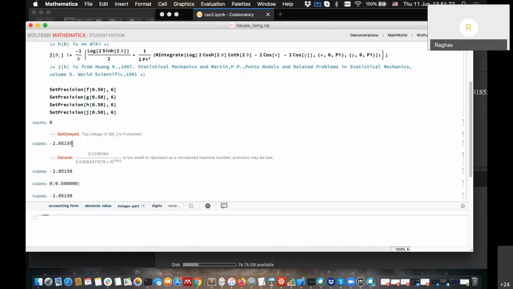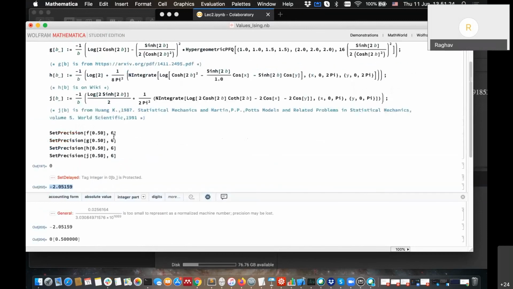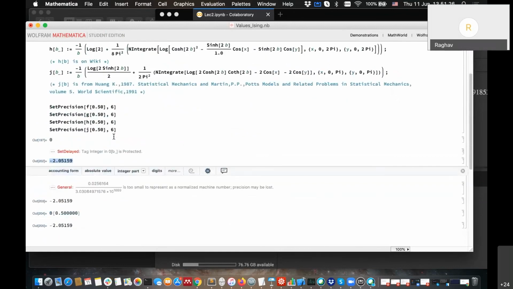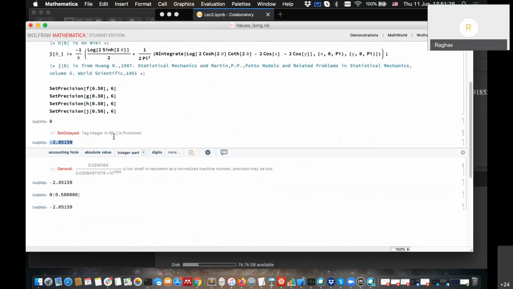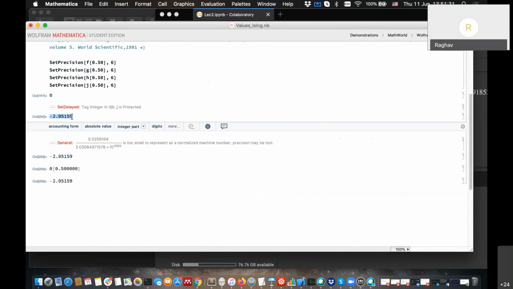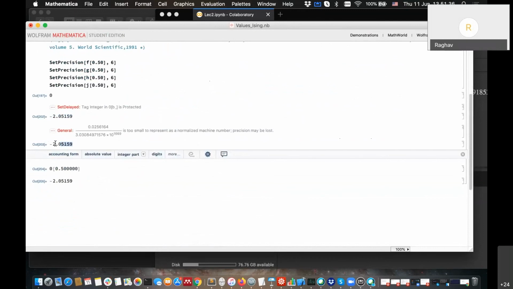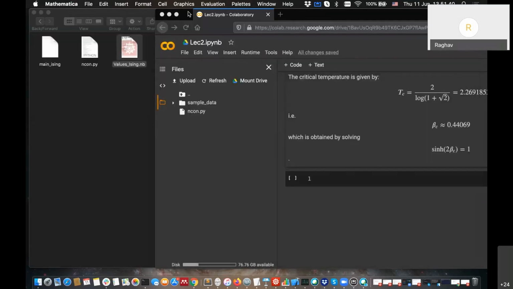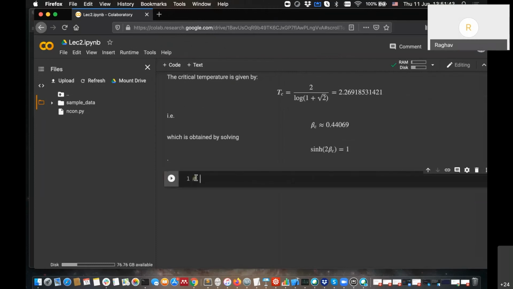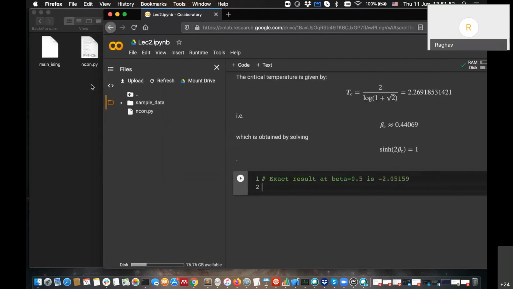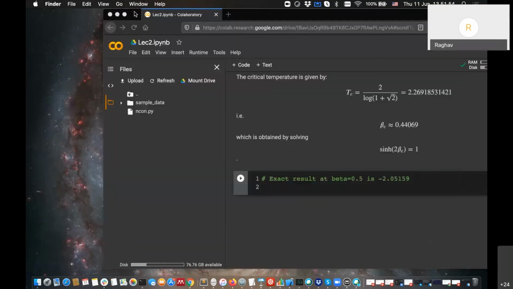The exact one, I don't know why this is giving 0. Maybe some commands are protected, I will check. Okay, whatever, it's not important. The thing is that all these expressions give me the same answer, which is this, right? So I'll just copy this answer and paste it into my code so that I know the exact result at beta 0.5 is this. I want to check this later on, and then we don't need to worry about Mathematica anymore.